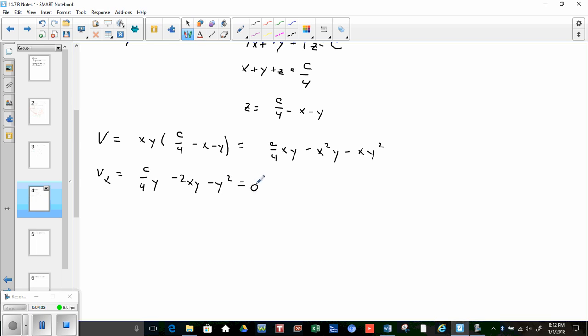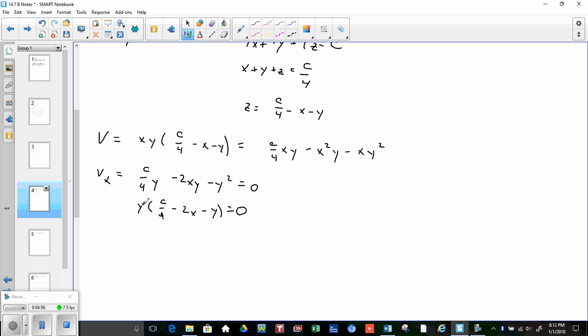And we'll have to set that thing equal to 0. Now, could I try and solve this thing directly for x? Yes, I could. But what I should see is that I have a y in common here, right? So I can factor a y out. So I've got c over 4 minus 2x minus y equals 0.